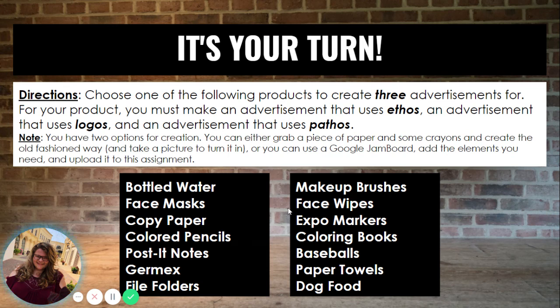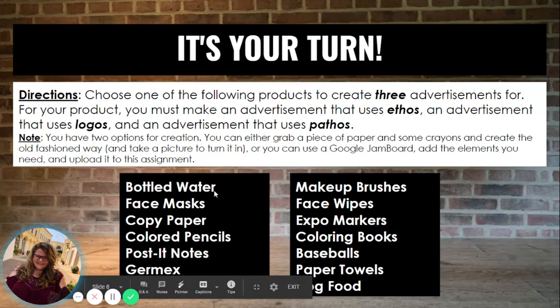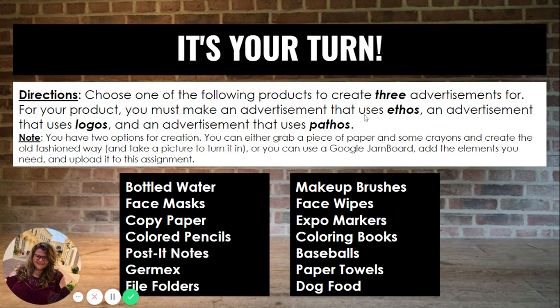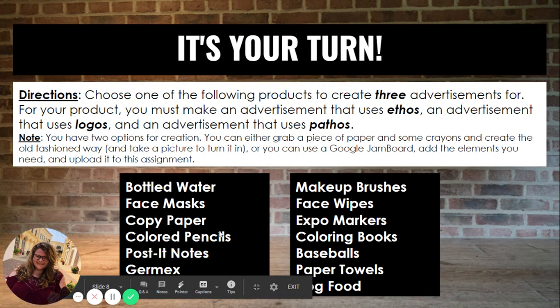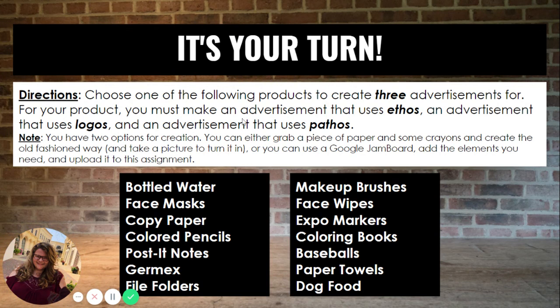So let's move on. Your directions for today's assignment. You are going to choose one of these random things. And then for that product, you are going to make one advertisement that uses ethos, one that uses logos, and one that uses pathos. You're going to make 3 in total, one of each. And all of them are based on the same object. So you should use a different tactic to sell. I want you to sell me a water bottle 3 different ways.